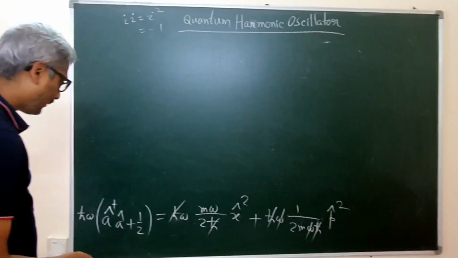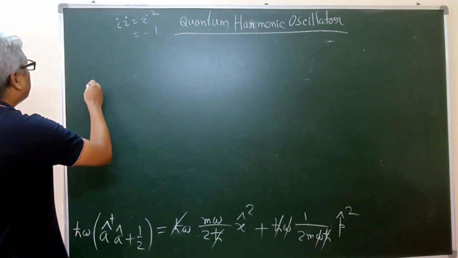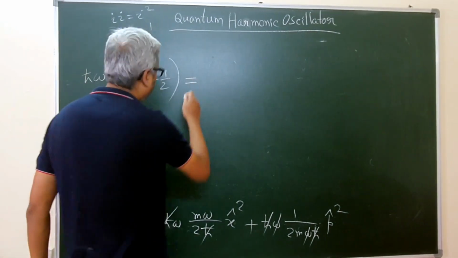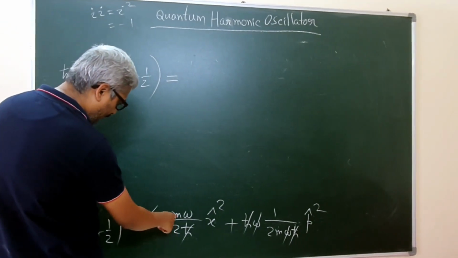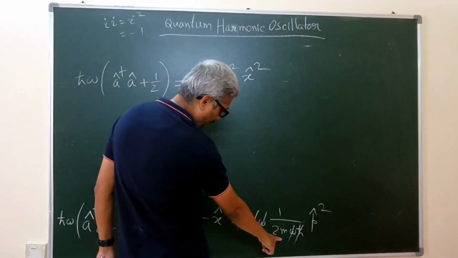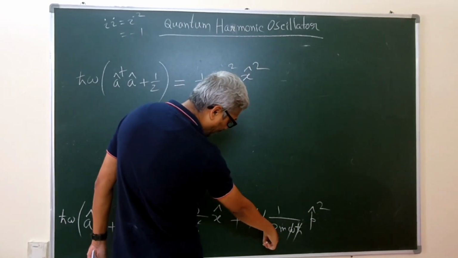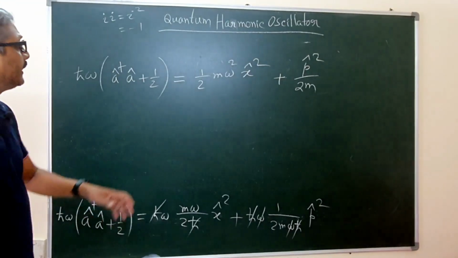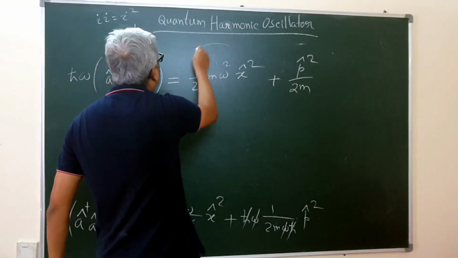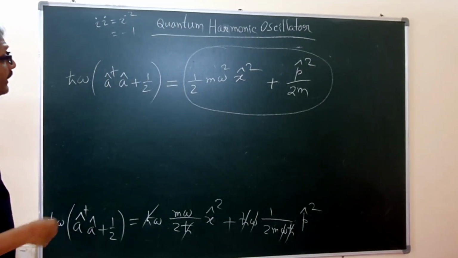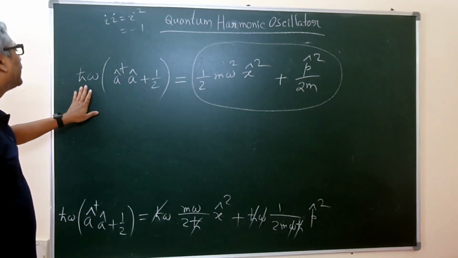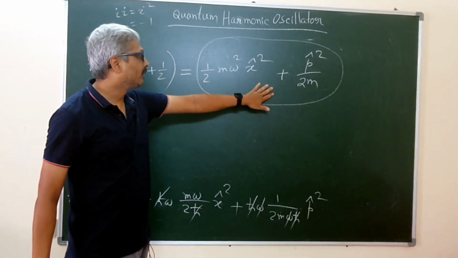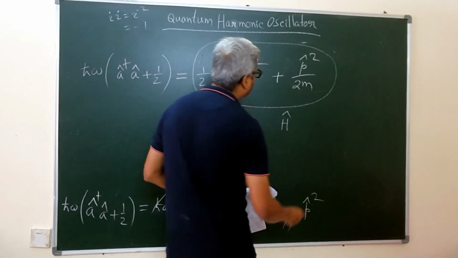So finally from this equation what we have is h bar omega times a dagger a plus half, which is equal to, on the right hand side, half m omega square x square plus p square by twice m. So we see that the right hand side is exactly the Hamiltonian for the harmonic oscillator, which is equal to h bar omega times a dagger a plus half. So now we have expressed our Hamiltonian. This is the Hamiltonian for the harmonic oscillator.